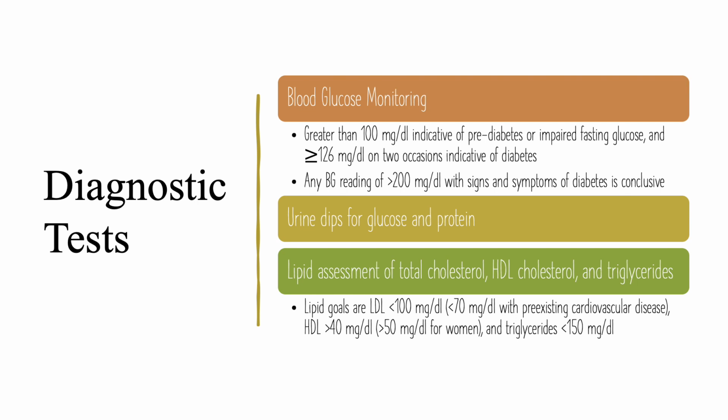We dip urine for glucose and protein. So we used to dip urines all the time. Now we can dip for protein too; if they're spilling protein, that's pretty severe. We'll be doing lipid assessment for total cholesterol, HDL cholesterol, and triglycerides, looking for that metabolic syndrome also.